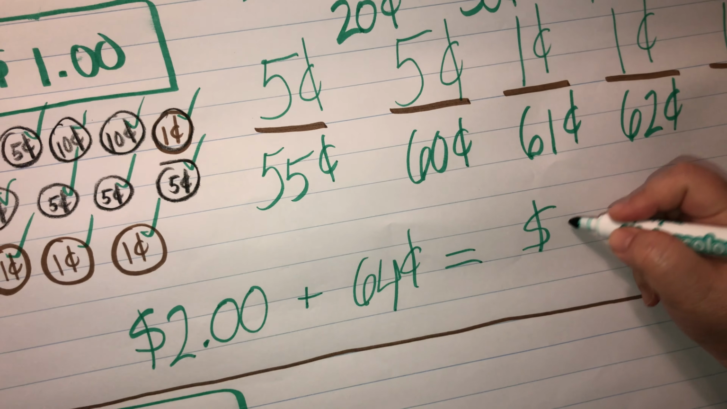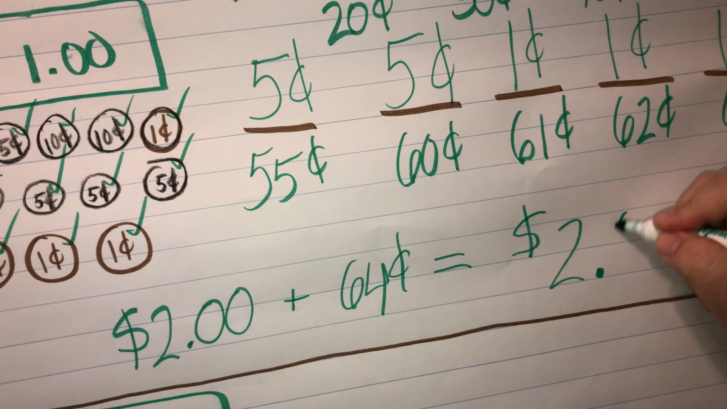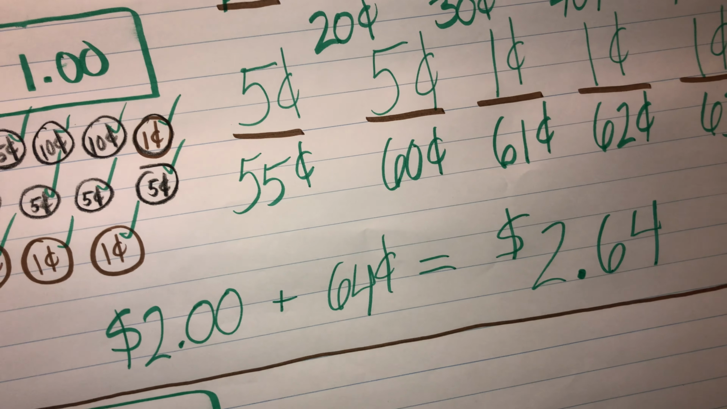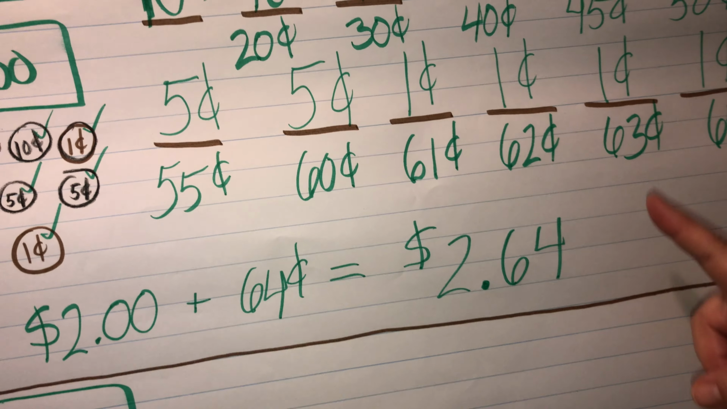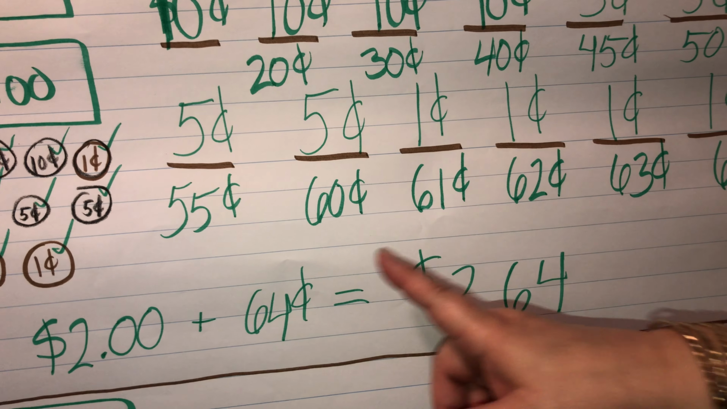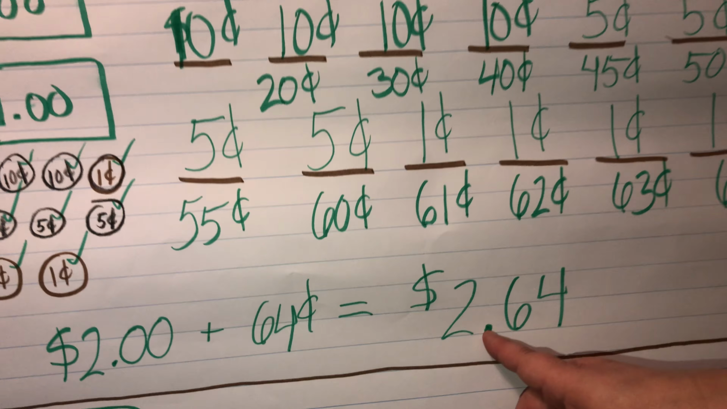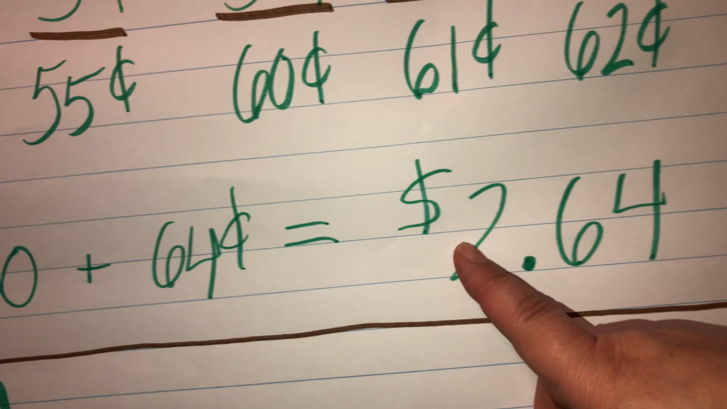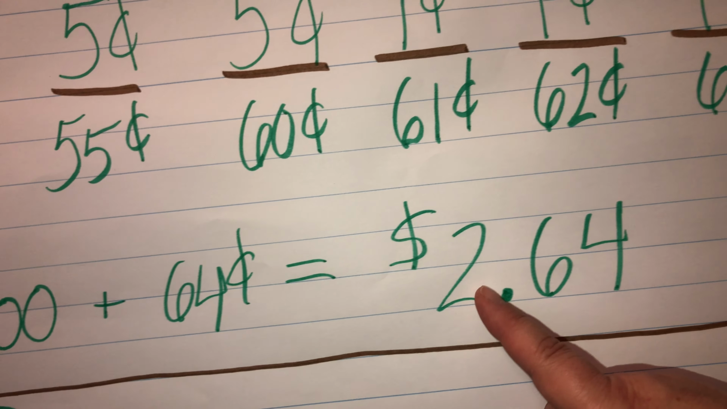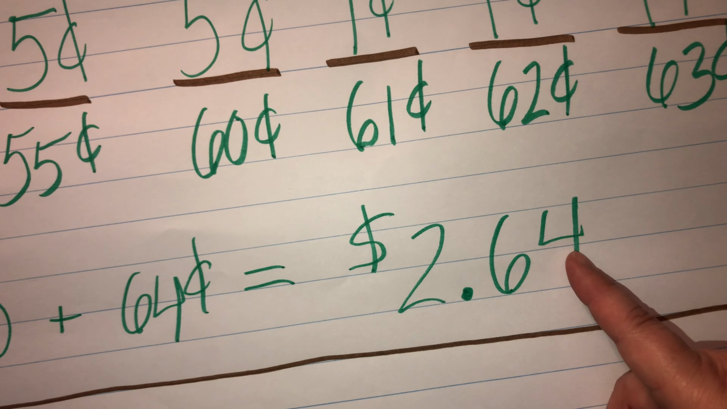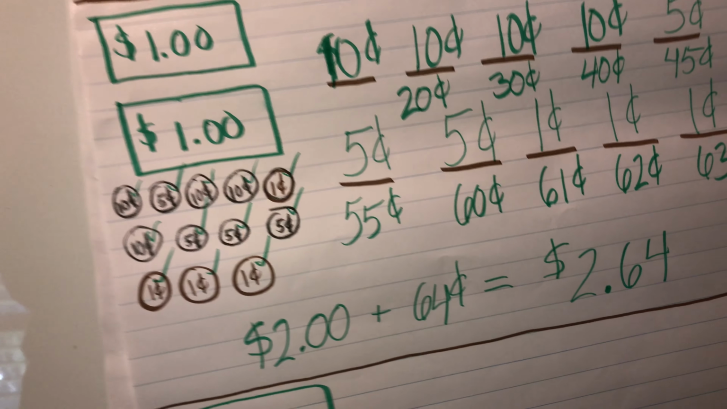So I have $2 plus 64 cents. If you remember, I said that we only use one symbol. And because we're adding dollars to our mix, we use the dollar sign. We use the decimal point to separate the dollars from the cents. And the way we say this is $2.64. So I hope that makes sense to you.